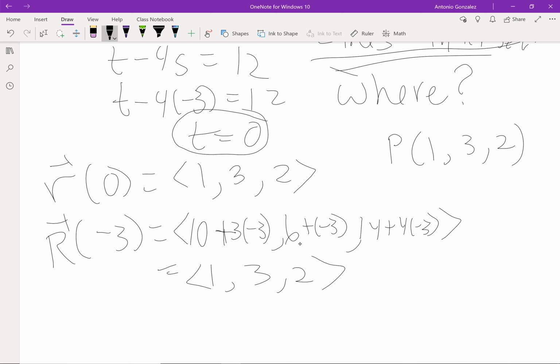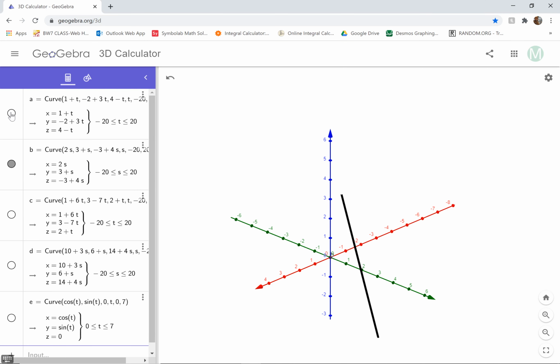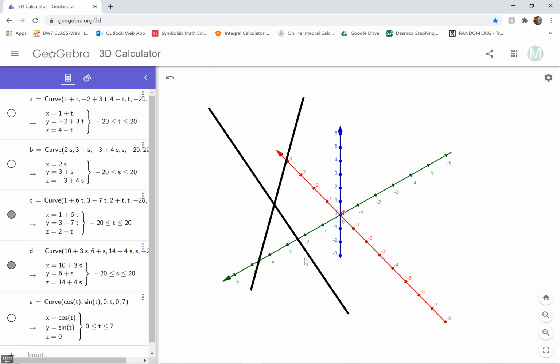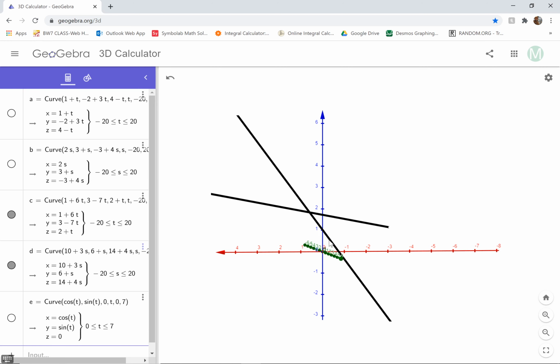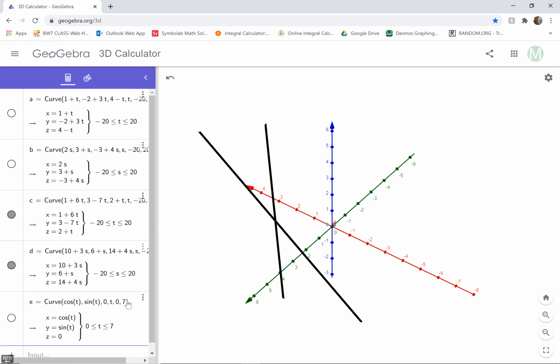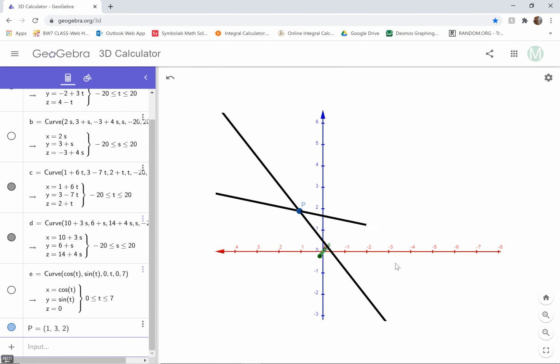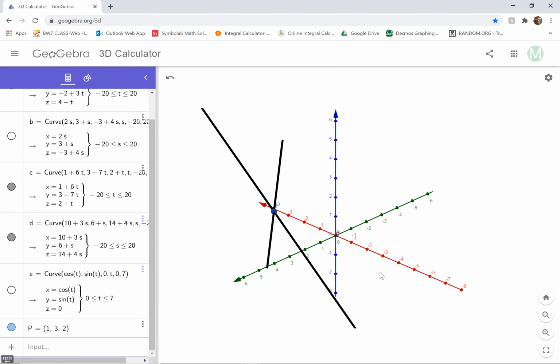Now let me look at a graph here. You can see there that these lines live on the same plane. They're not parallel, so they intersect. And then here let's look at 1, 3, 2. There we go. And you see there's our point P of intersection.